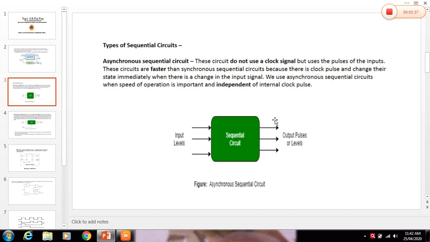Why are we using the term asynchronous? Because we haven't used any external input for synchronization. No synchronization is done over here. So these are asynchronous sequential circuits whose output depends on the values of various inputs, without any clock pulse.